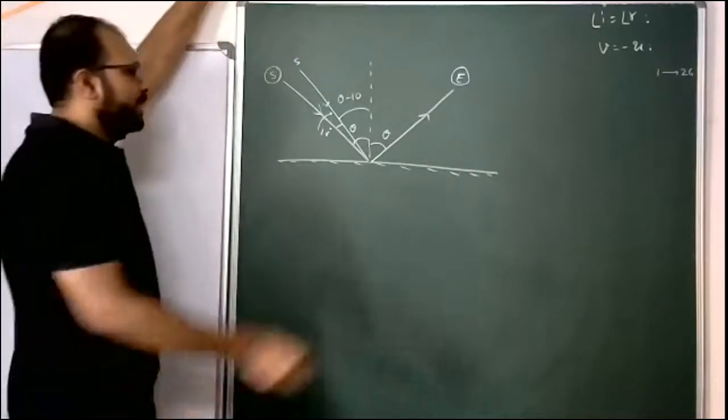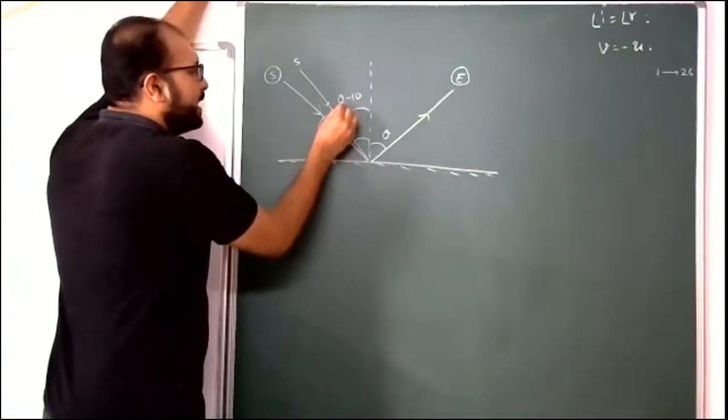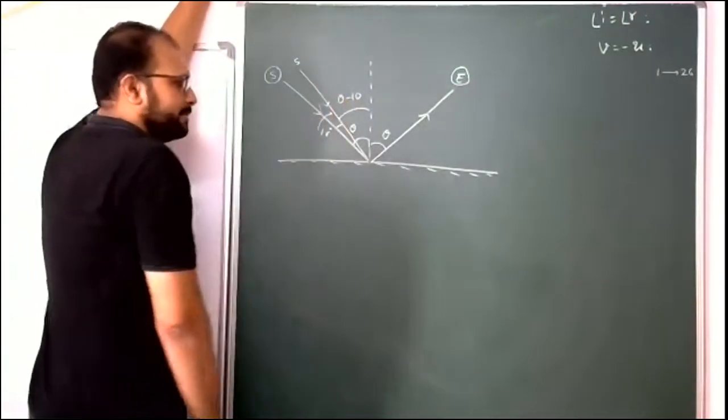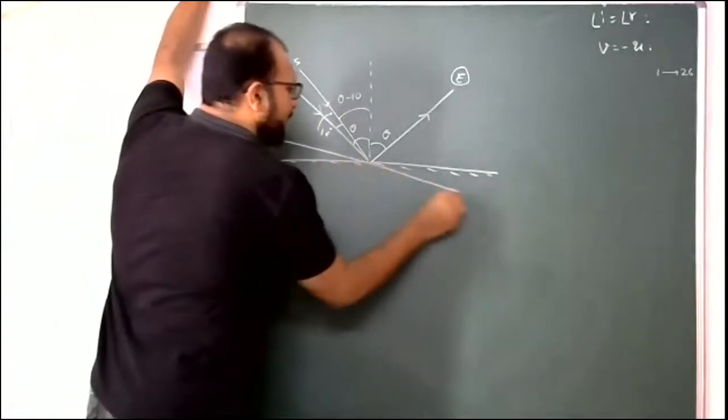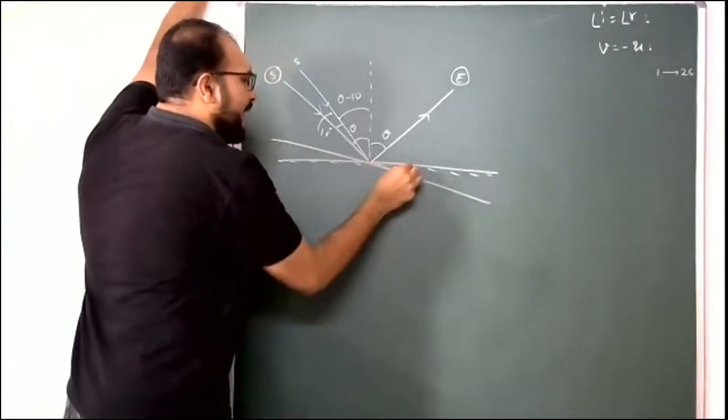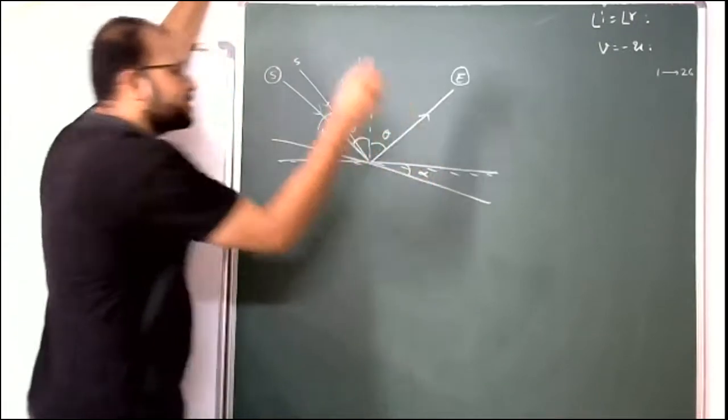Just wait. Yes, now here theta minus 10. Suppose the mirror is like this, rotated by some angle alpha, students.